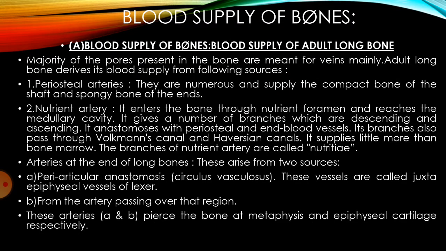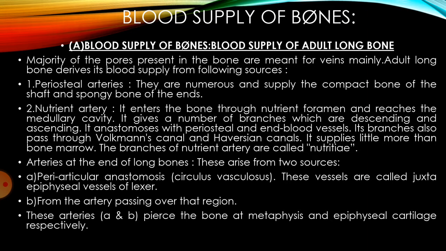Majority of the pores present in the bone are meant for veins mainly. Adult long bone derives its blood supply from following sources. Periosteal arteries, they are numerous and supply the compact bone of the shaft and spongy bone of the ends. Nutrient artery, it enters the bone through the nutrient foramen and it reaches the medullary cavity. It gives a number of branches which are descending and ascending. It anastomoses with the periosteal and end blood vessels.